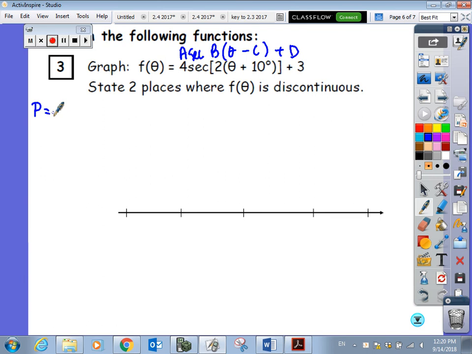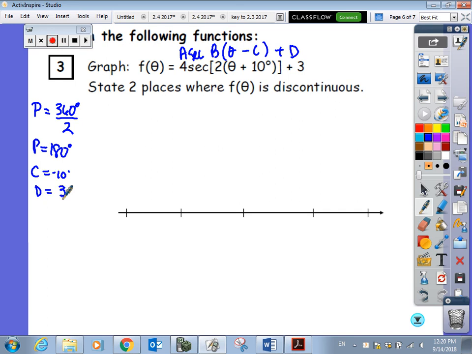So since there's a 10 degrees, we know now we're in 360 divided by B, which is 2. So the period is 180. It doesn't tell me to list the vertical and horizontal shift, but I'm going to go ahead and say C equals negative 10 degrees and D equals 3. That's going to help me plot my points.